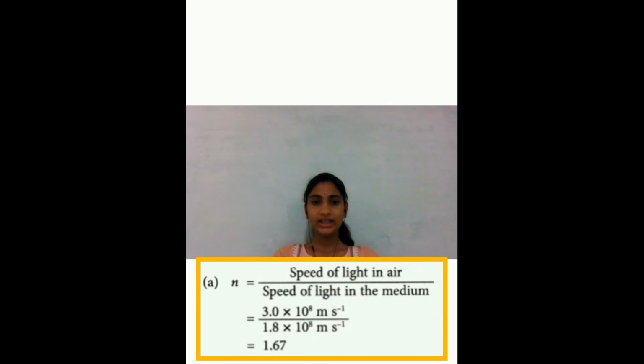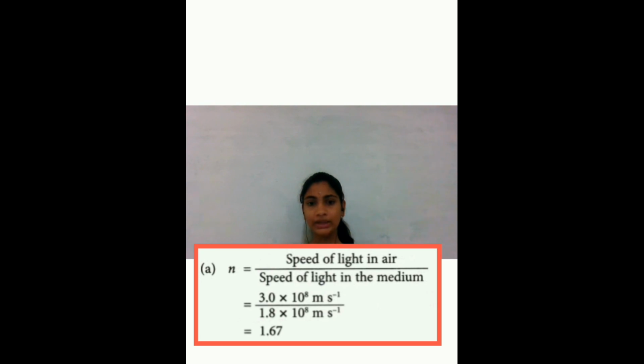Now let's see an example problem of refractive index. Here in the question, it is given that c, that is the speed of light in air, is equal to 3 into 10 power 8 meter per second, and the speed of light in the medium is v, that is 1.8 into 10 power 8 meter per second. So here we know the formula as n is equal to c by v. So we are dividing 3.0 into 10 power 8 meter per second by 1.8 into 10 power 8 meter per second. That is 1.67, which is the refractive index.